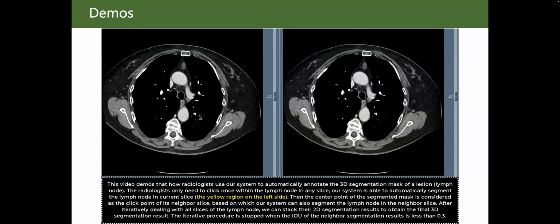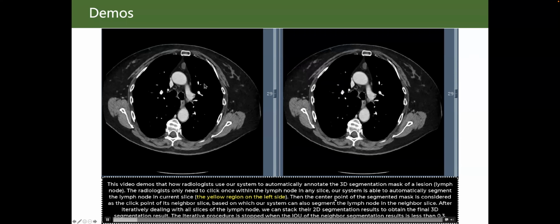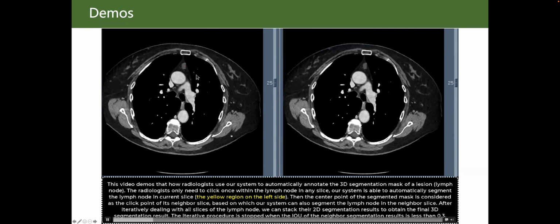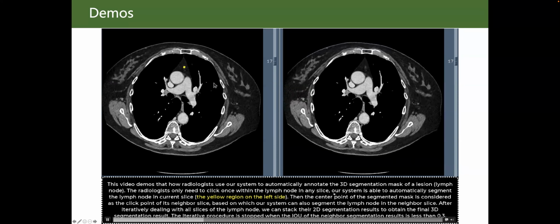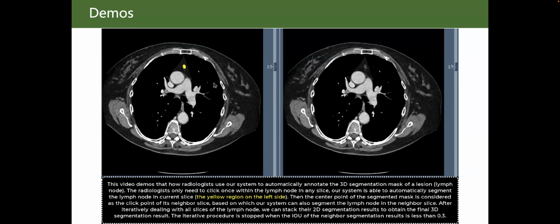So the second demo is to demonstrate how radiologists use our system to automatically annotate the 3D lesion segmentation mask. They give an example of the lymph nodes. So the radiologist only needs to click once within the lymph nodes in any slice, and our system is able to automatically segment the lymph nodes in the current slice.